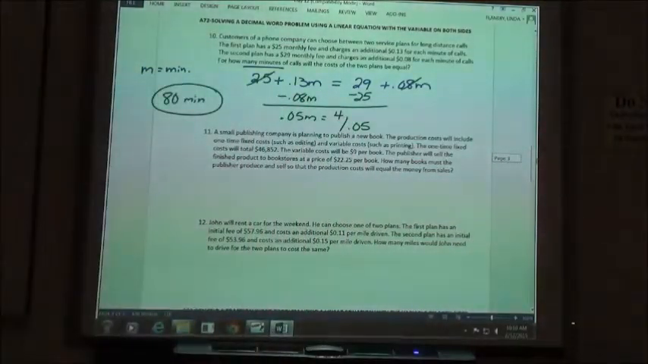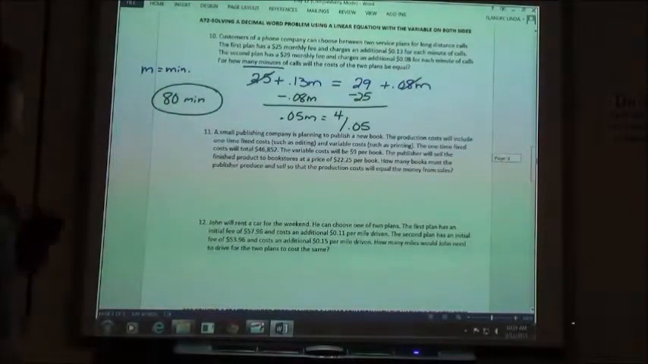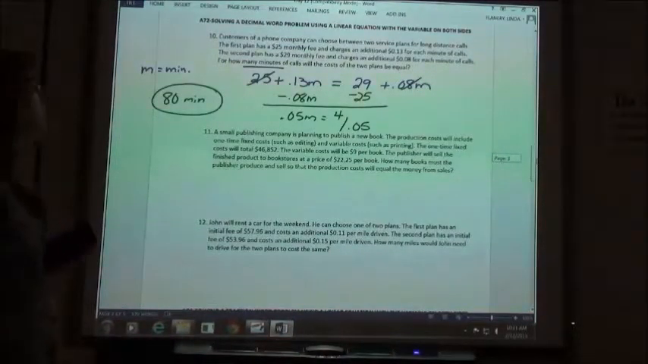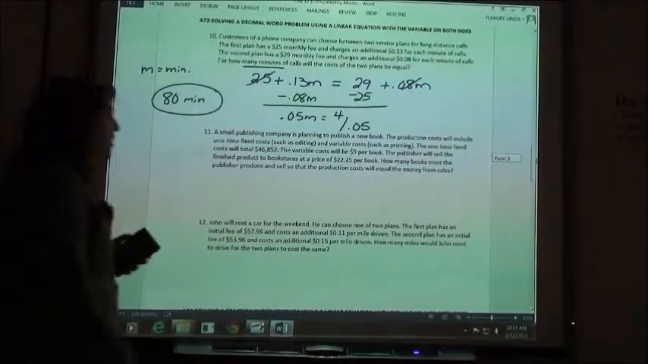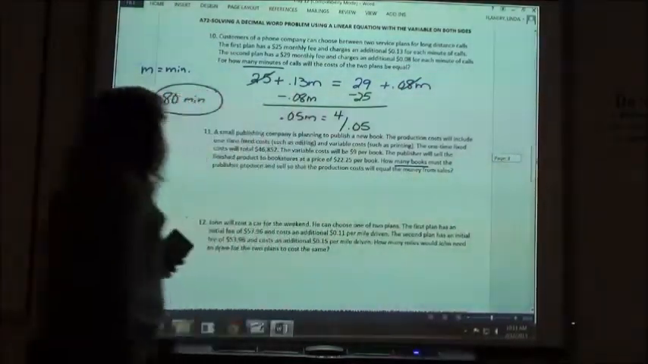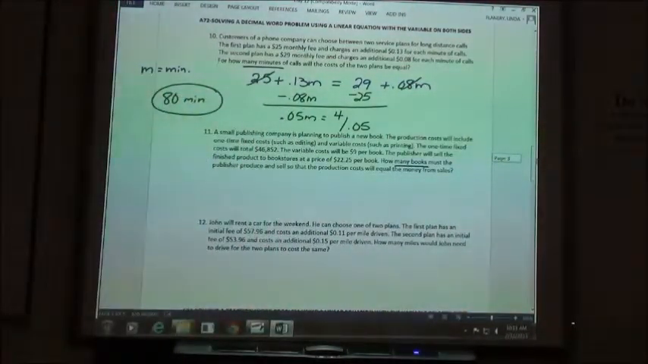Number 11 says a small publishing company is planning to publish a new book. The production costs will include one-time fixed costs such as editing and variable costs such as printing. The one-time fixed costs will total $46,852. The variable costs will be $9 per book. The publisher will sell the finished product to the bookstore at a price of $22.25 per book. How many books must the publisher produce and sell so that the costs equal the money from the sales?